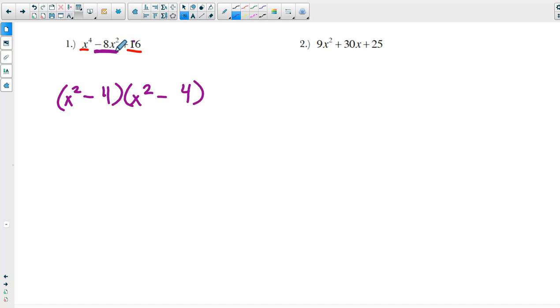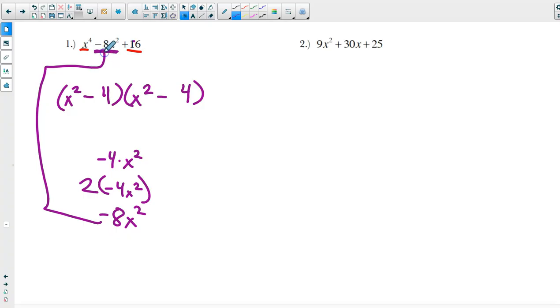If I take negative 4 times x squared, I get negative 4x squared. And the pattern always says that I just take that and times it by 2. That gives me negative 8x squared. So that checks out exactly with what we just had. And so that's factored.